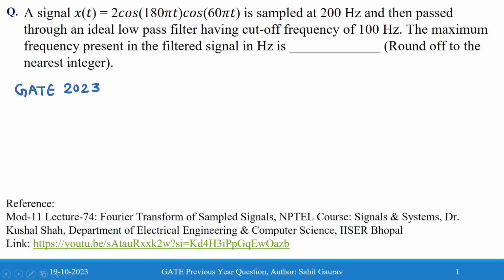Everyone, this problem has been asked in GATE 2023 and it is from the Signals and Systems subject. The question is: a signal x(t) = 2 cos(180πt) cos(60πt) is sampled at 200 Hz and then passed through an ideal low pass filter having a cutoff frequency of 100 Hz. The maximum frequency present in the filtered signal, in Hertz, will be, and the answer should be rounded up to the nearest integer.